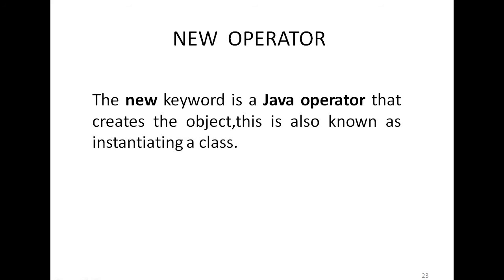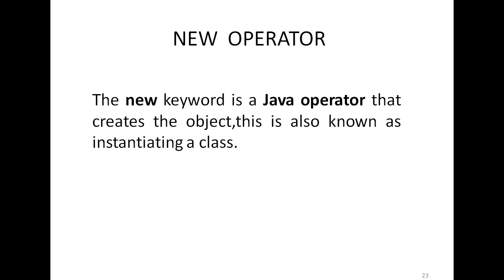The new keyword is a very important Java operator, and it creates the object, and it is also known as instantiating a class. Now here I just give you a short introduction to class and object in Java. Whenever we are writing a Java program, we have to create a class. Now class in Java does not have any existence unless and until you create an object to that class. When you create an object to the class, you are assigning a memory space to the class.